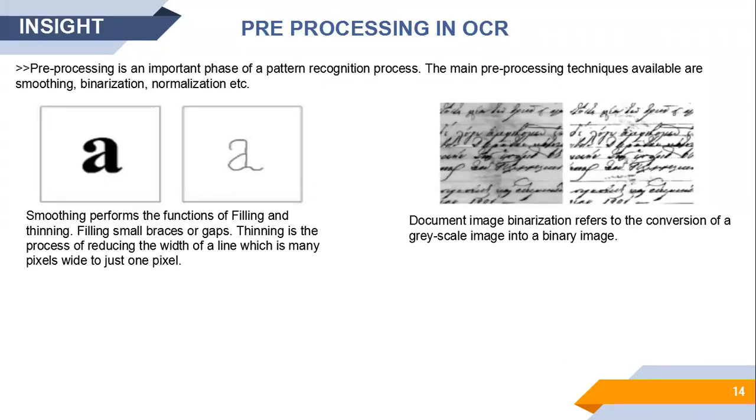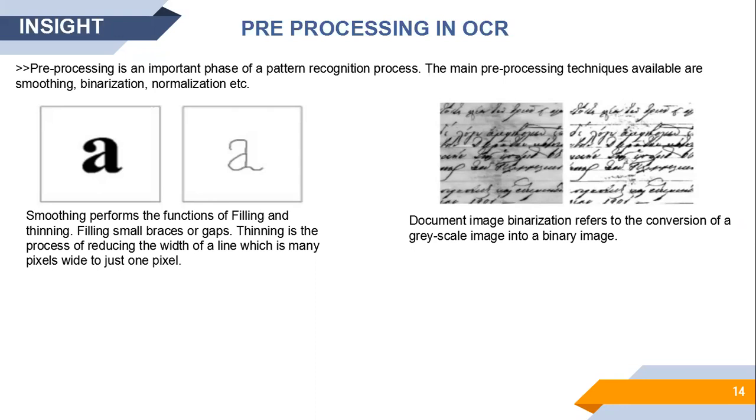Filling means filling small breaks or gaps. Thinning is the process of reducing the width of a line, which is many pixels wide, to just 1 pixel. If the text is thick, it will be difficult to process the pixels. So we use smoothing. Gaps are filled and errors are reduced in smoothing.